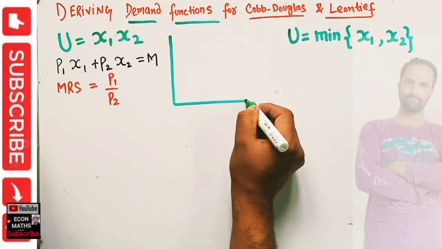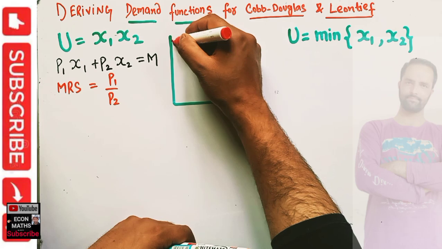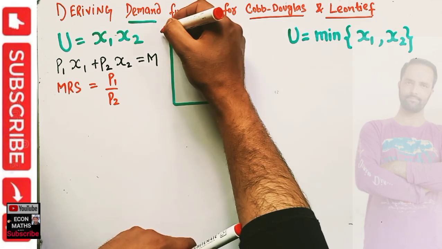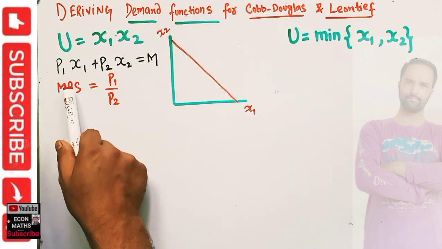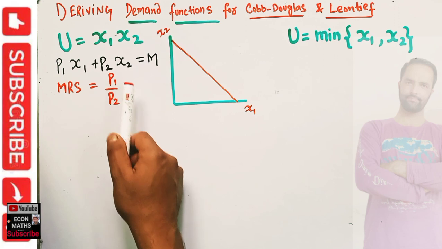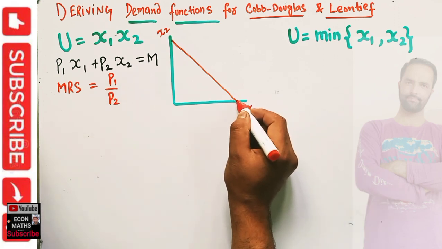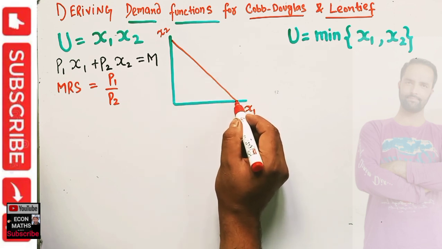Okay, so let me show it graphically also to make sense here. So let us say this is our budget constraint. X1 good is here, x2 good is on this axis. Okay, so marginal rate of substitution should be equal to the ratio of the price. Okay, so what is the coordinate of this point? If this is the budget line, what is the coordinate of this point?